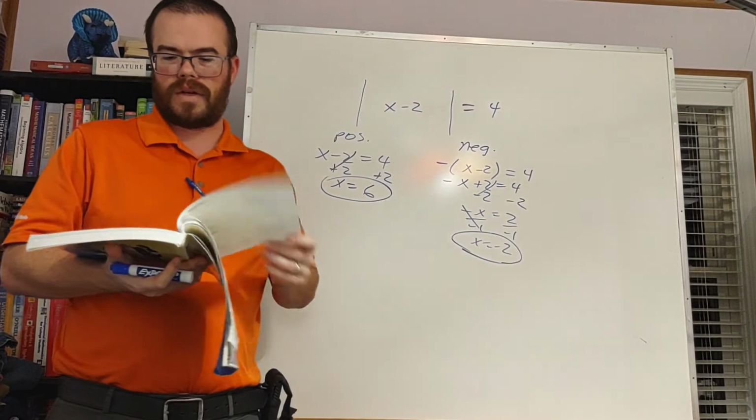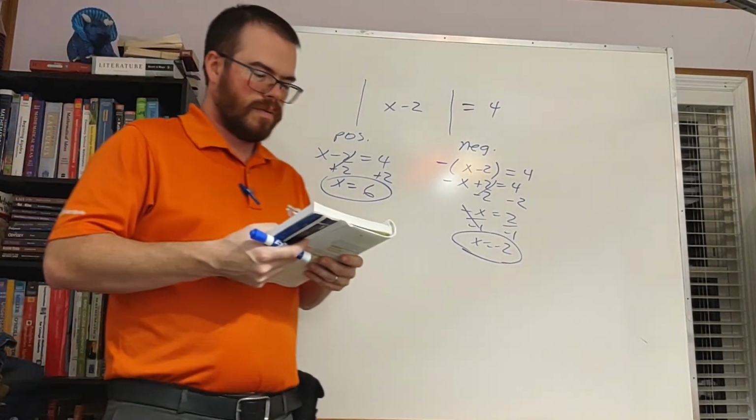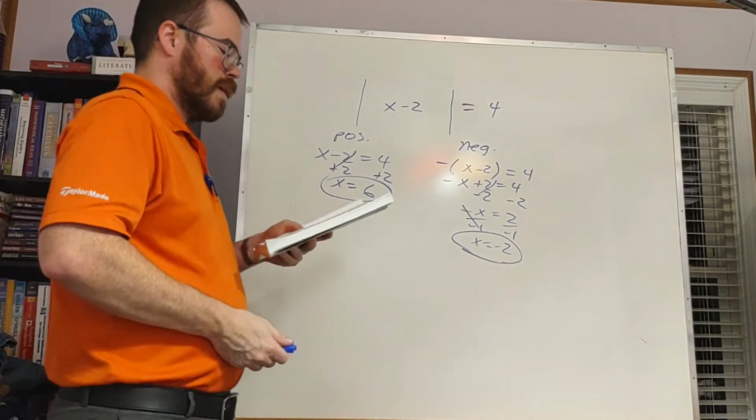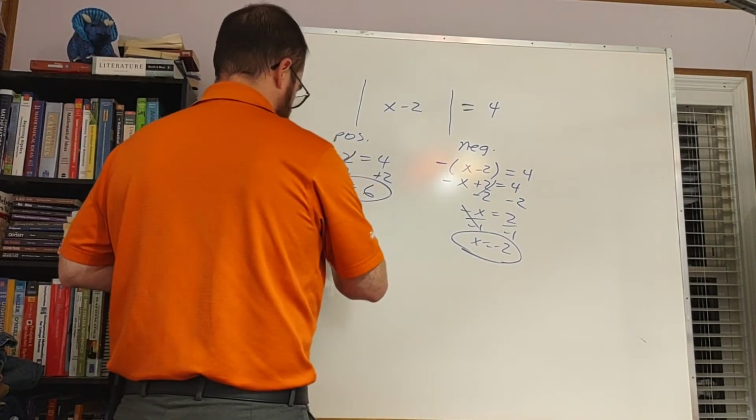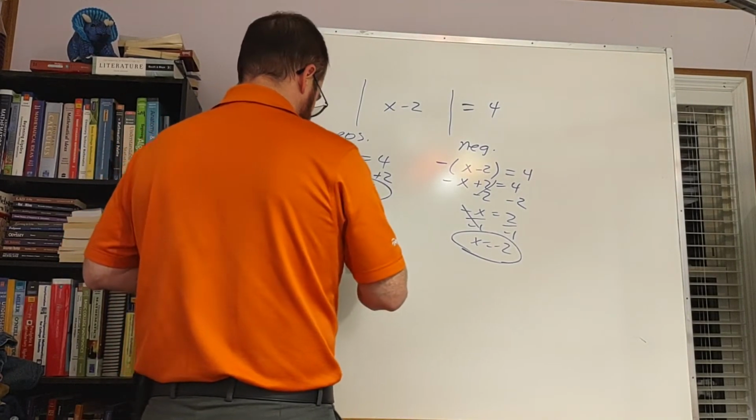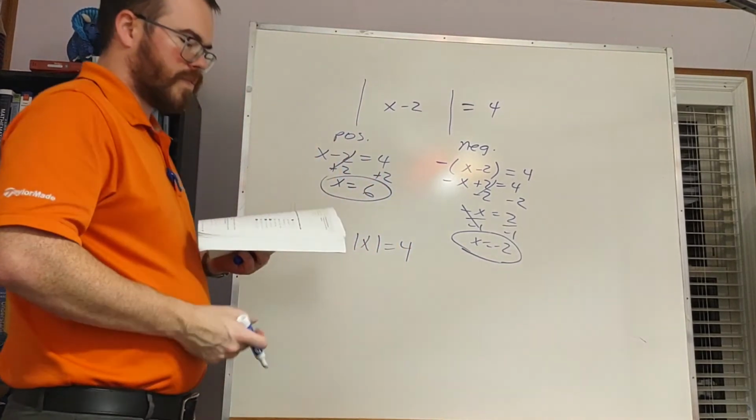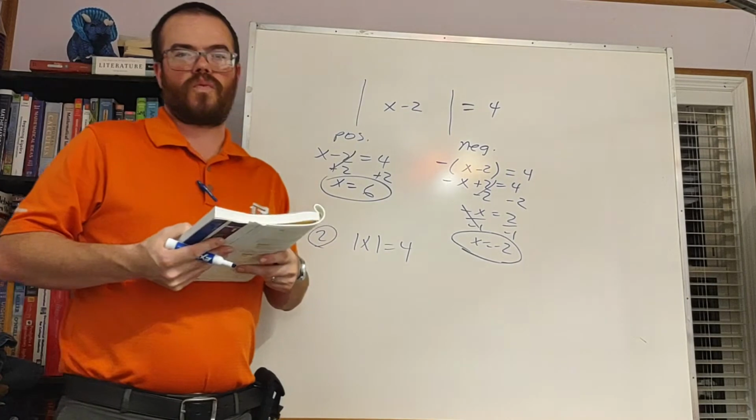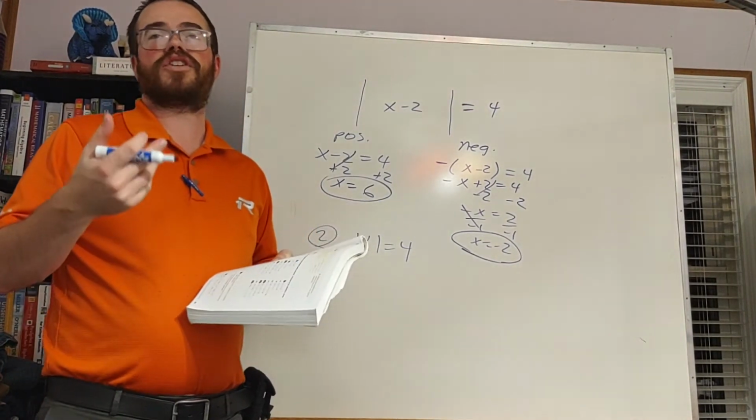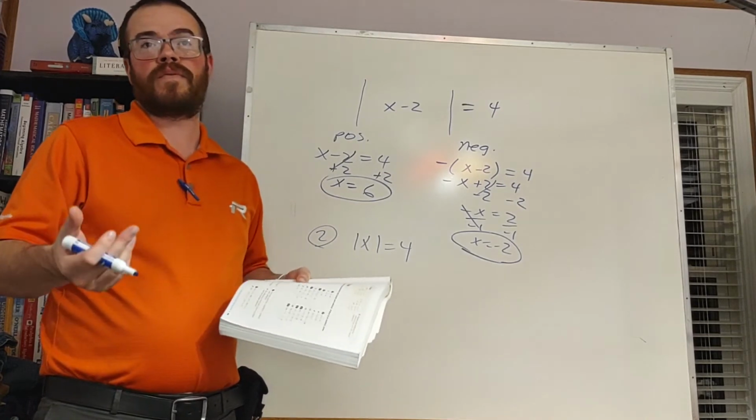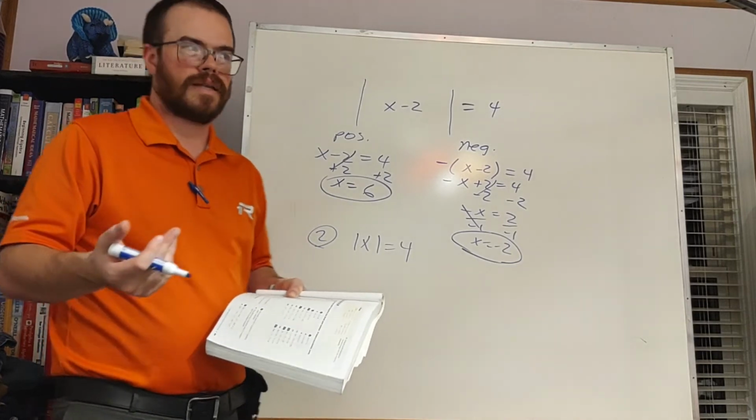So let's look at page 69. We'll start out with something pretty simple. This is number 2 on page 69. Absolute value of x equals 4. That was pretty straightforward. We don't really have to solve anything necessarily. You can just think about what you could take the absolute value of that would give you 4. Well, either it's going to be negative 4 or positive 4. So that's kind of straightforward.